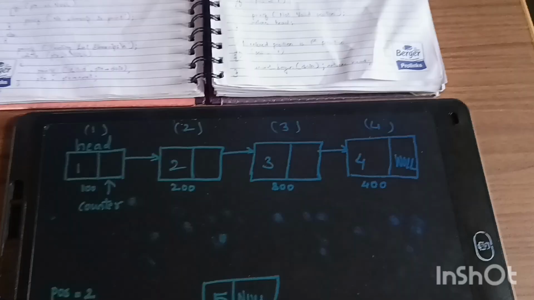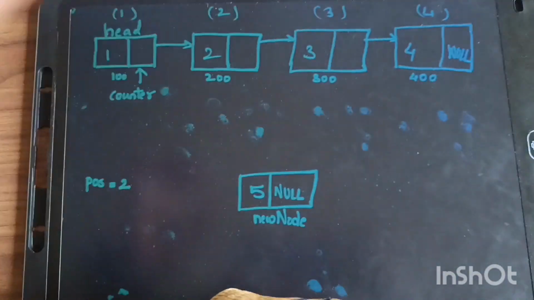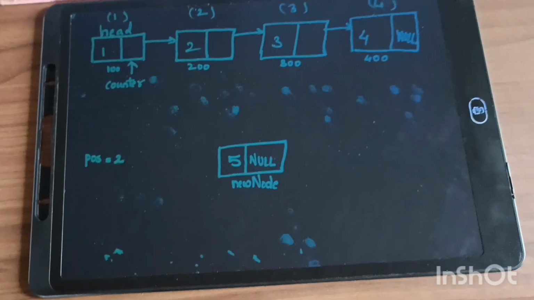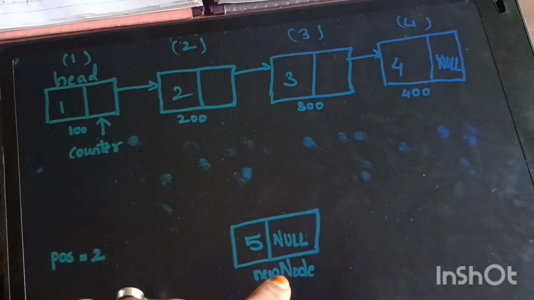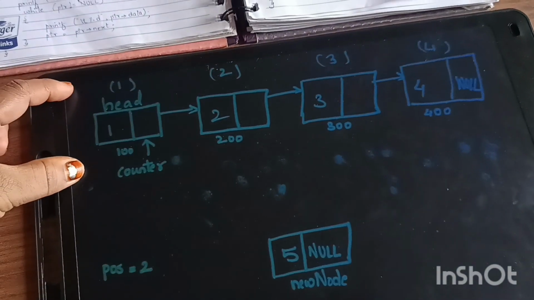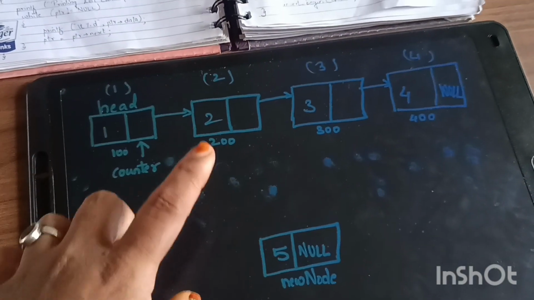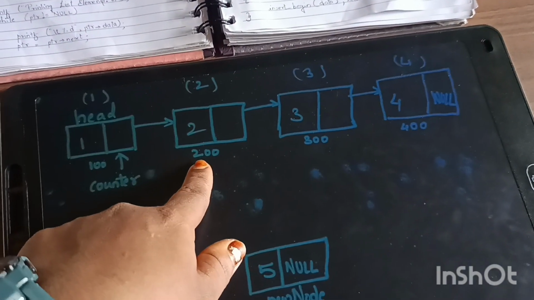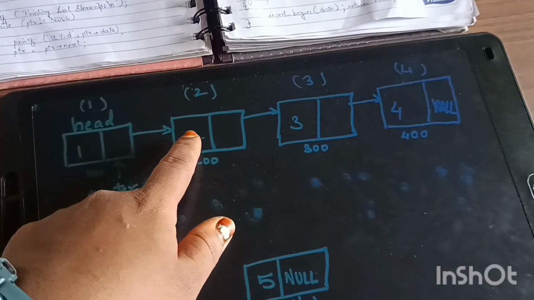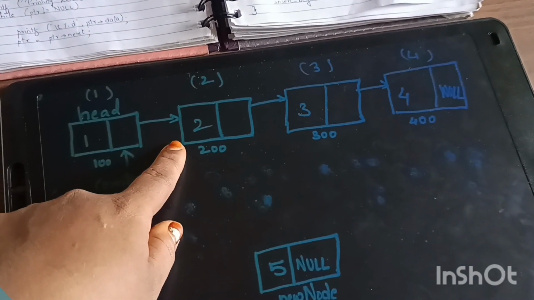Okay, next, I want to insert a new node at a given position. For example, a new node is here, the existing linked list is like this, and I want to insert at the given position 2. Here at position 2 there is an element, that is 2. So instead of 2 I have to insert 5 here.